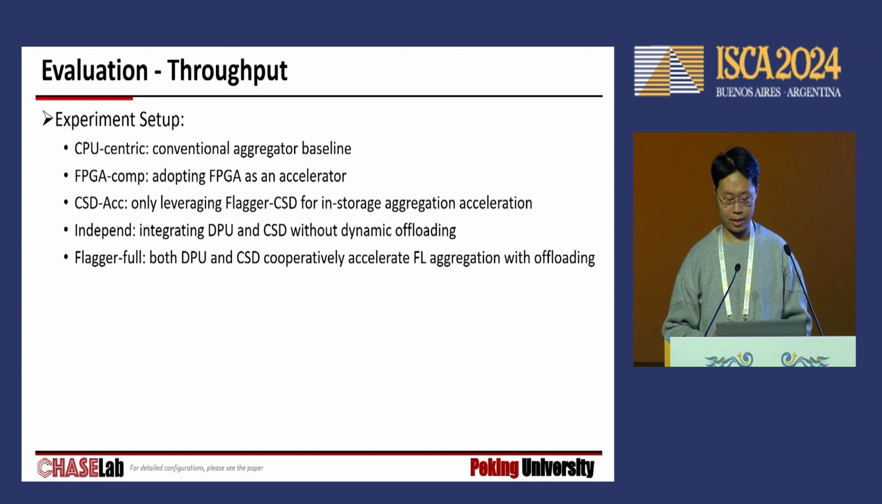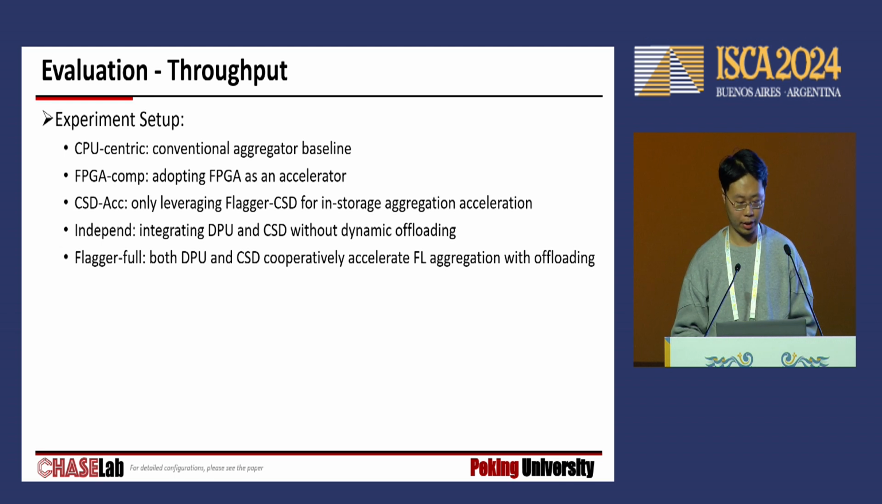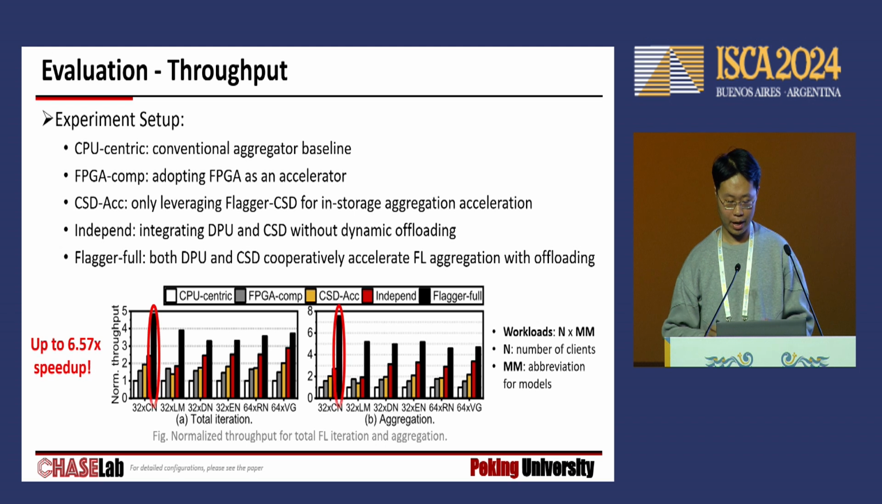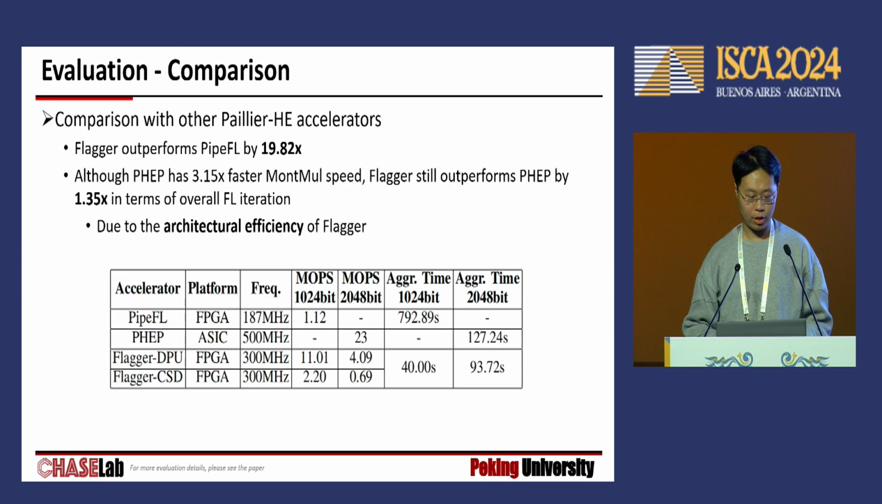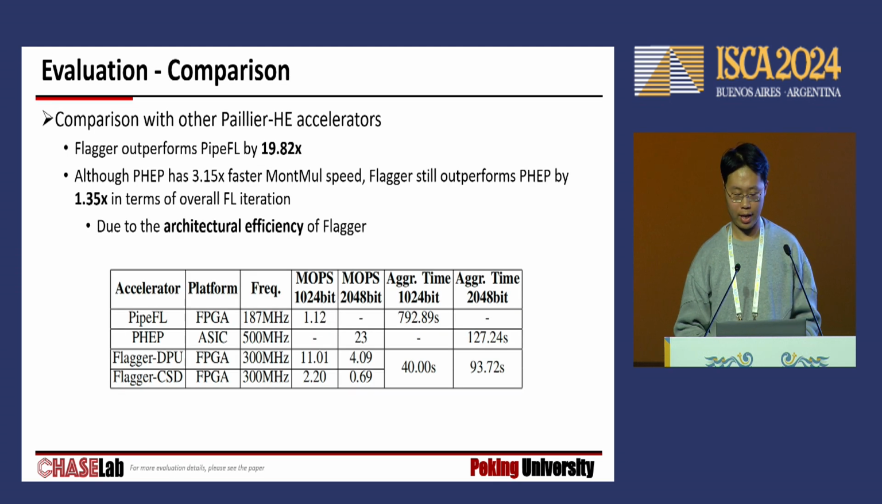And we set up 4 sets of baselines for evaluation, including the traditional CPU-based aggregator platform, the aggregator with a single accelerator with only Flagger CSD, and with both Flagger DPU and CSD, but no dynamic offloading. And we could see that compared with the baseline CPU-centric aggregator, Flagger achieves up to more than 6 times speedup. And we also compare Flagger with other state-of-the-art accelerators.